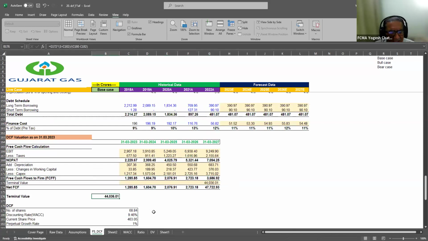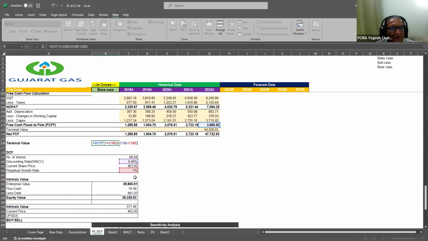And then we have the terminal value, as I explained, with a perpetual growth rate of 1%. All this is formula driven. Based on this, I have computed the enterprise value using the PV function, and I have added cash and cash equivalents and reduced the debt, the long-term borrowing. So that will give me the total equity value.